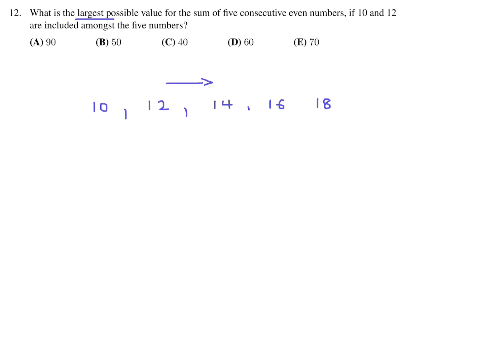Consecutive even numbers. Add all these up and we get 10 plus 12 plus 14 plus 16 plus 18, and that is equal to 70. And I think that's it. So number 12, the answer is E.